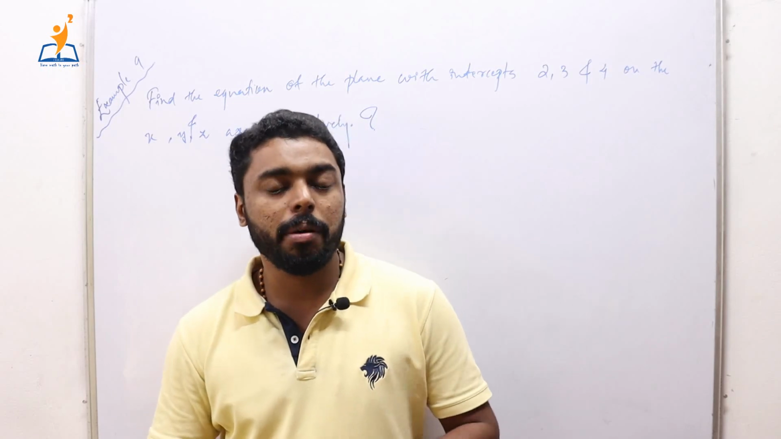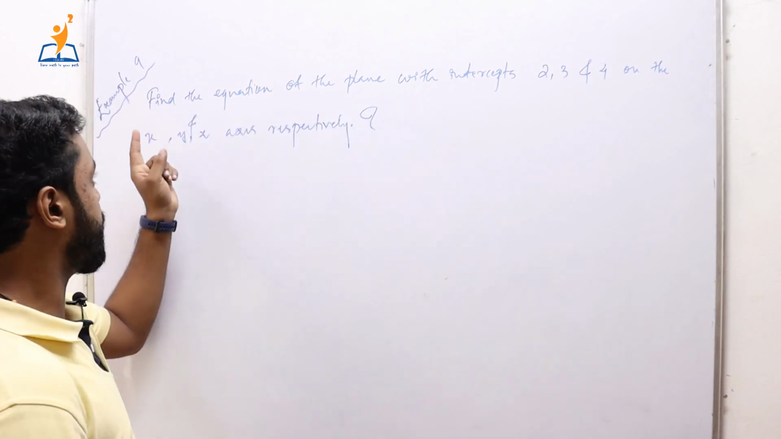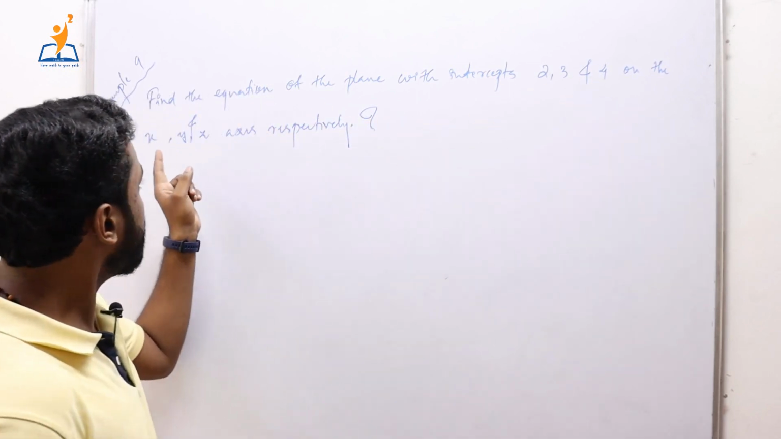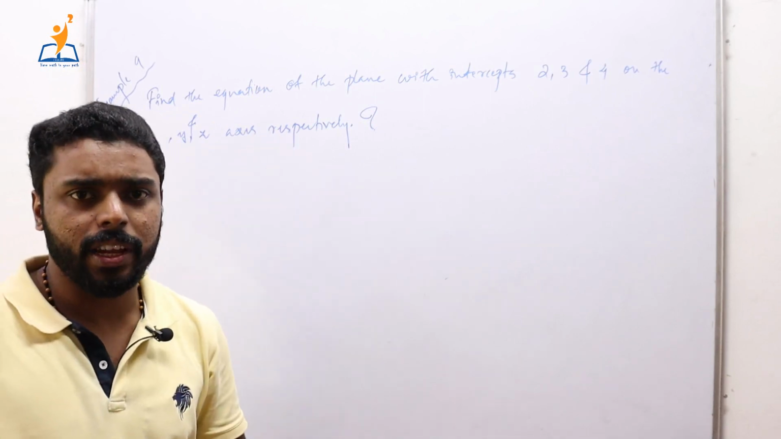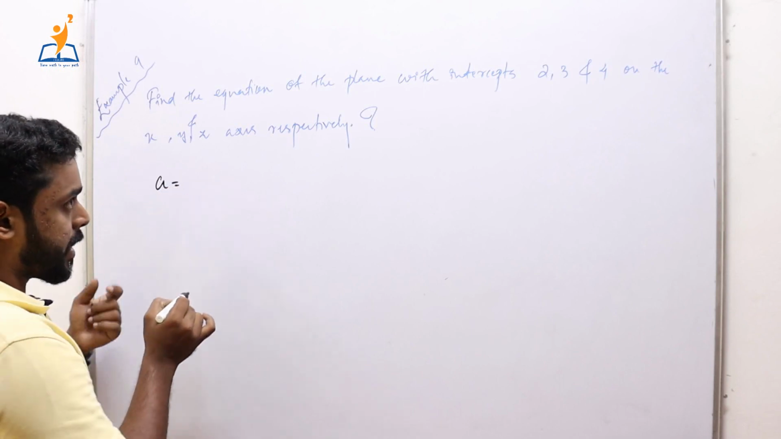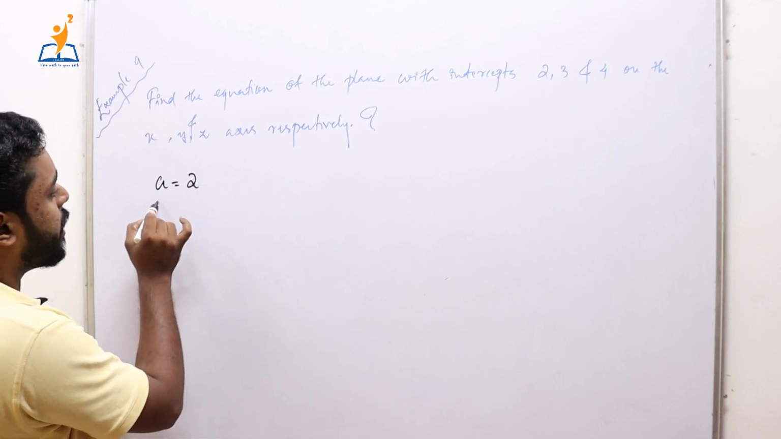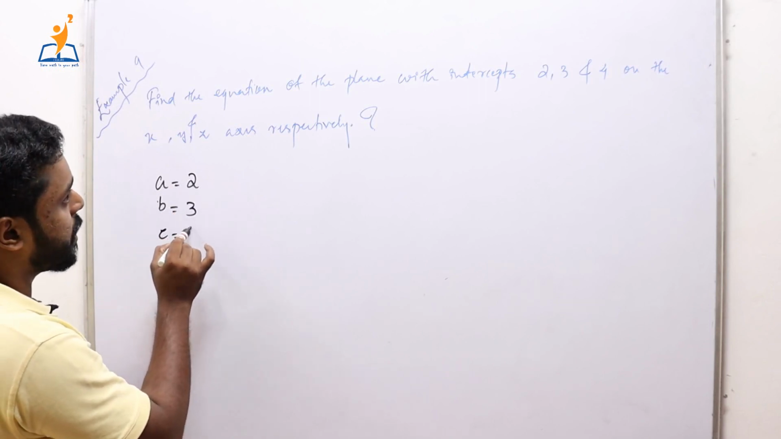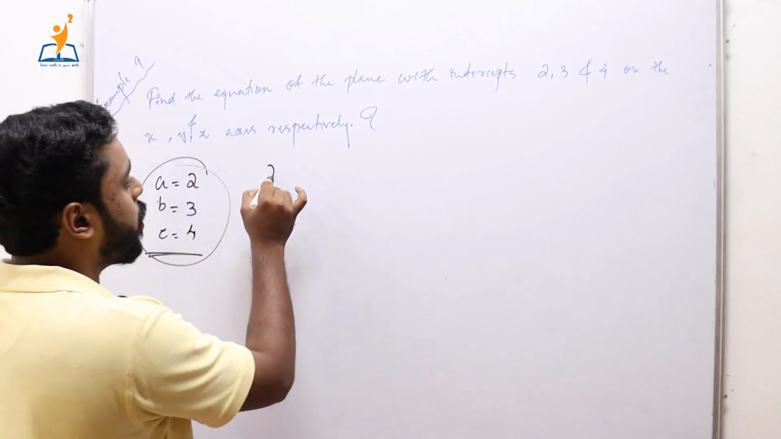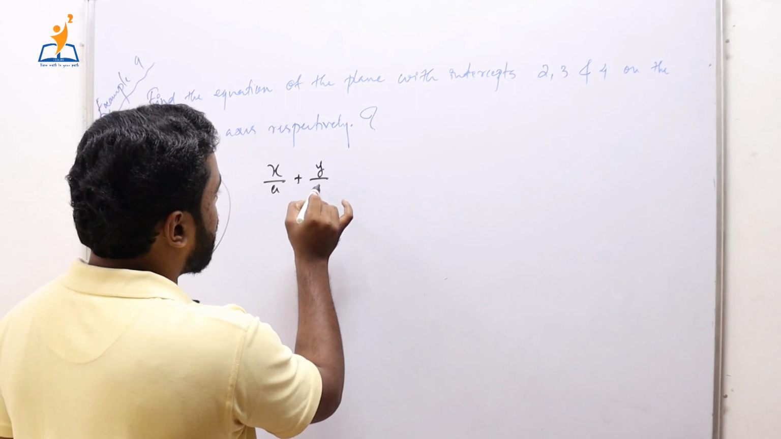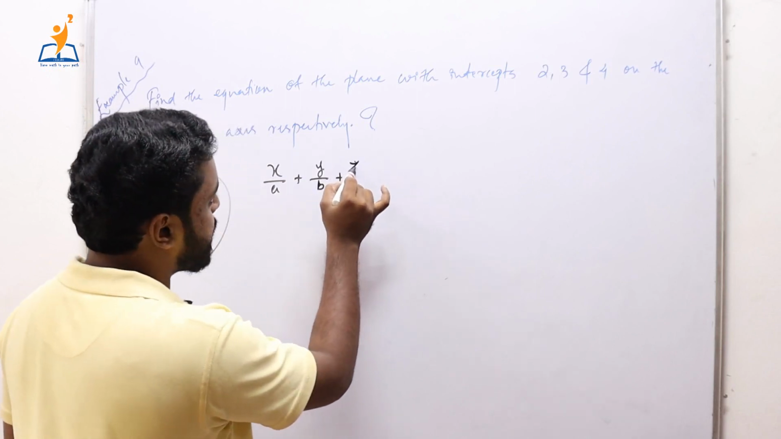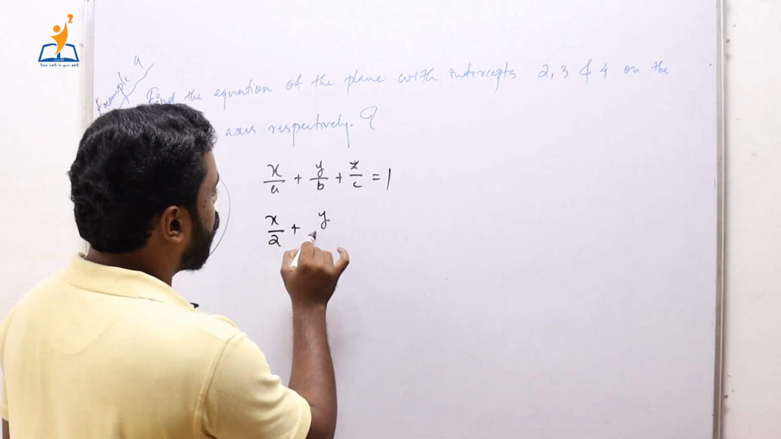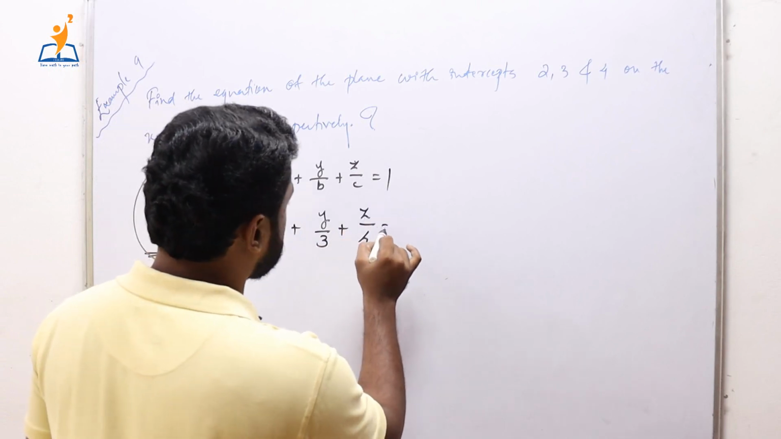Now we can do example number 9 of your textbook. Example number 9 says: find the equation of the plane with intercepts 2, 3 and 4 on the x-axis, y-axis and z-axis respectively. So we have the x-intercept a equal to 2, the y-intercept b equal to 3 and the z-intercept c equal to 4, isn't it? Now we know the equation of the plane in the intercept form is x by a plus y by b plus z by c is equal to 1. Substituting these quantities we get x by 2 plus y by 3 plus z by 4 is equal to 1.